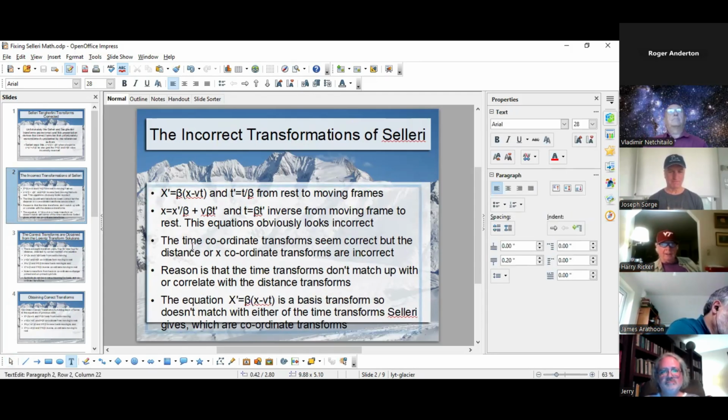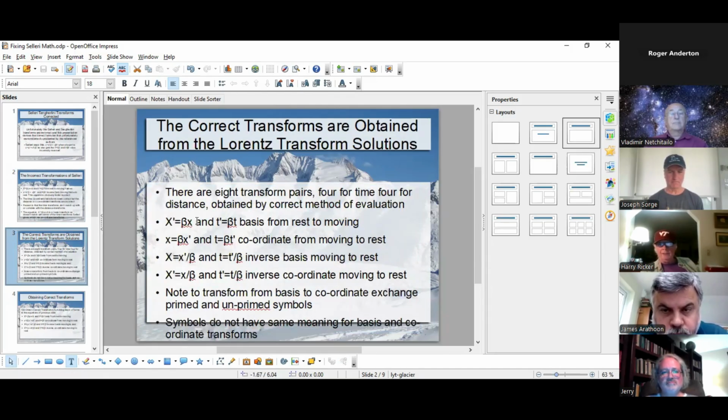Now, the time coordinate transforms seem correct because they're coordinate transforms, but for the distance or x coordinate transform, he's using the basis transform out of the Lorentz transformation. You can't mix these things up. He's mixing them up. Now we have the two transform pairs. Here I give it: x prime equals beta x, t prime equals beta t. Notice that they're consistent. The form of these equations is the same.